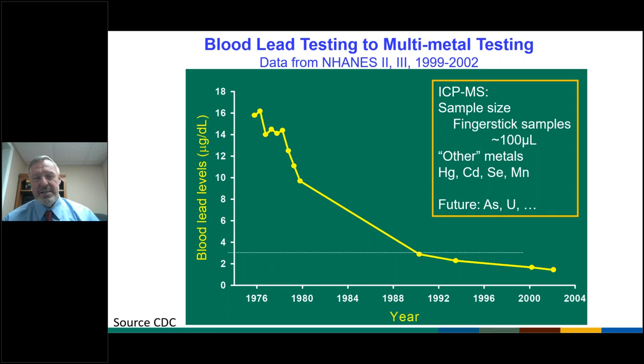The other nice thing is the change in technology. So there were several technology changes from flame AA to graphite furnace AA, anodic stripping voltammetry, and now ICP mass spec. One of the huge advantages of ICP mass spec is that you can look at multiple metals. So now, say in our laboratory, we not only look for blood lead, but we also look at mercury, cadmium, selenium, and manganese, and we're thinking about adding arsenic and uranium as a screening tool. Because of geologic, spotty contamination in our country, just in the soil and drinking water from private wells.